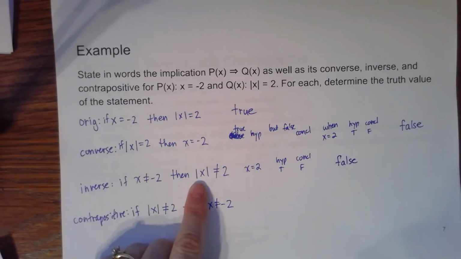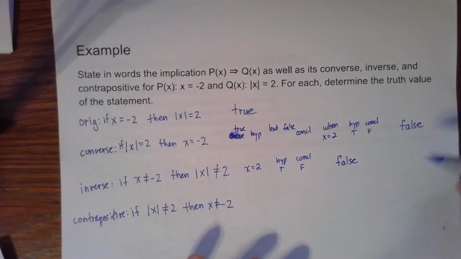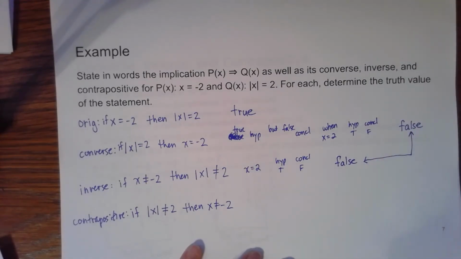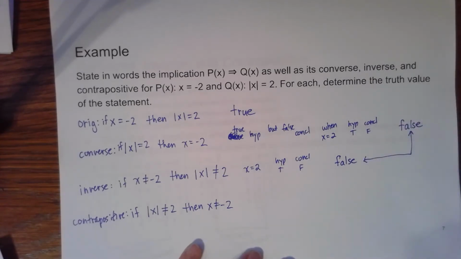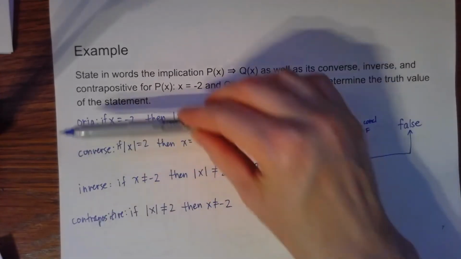And it's a good thing that we found it's false because we know the converse and inverse are logically equivalent. So these better match, right? If these didn't match, we would be in trouble because these are logically equivalent. They have to have the same value. When we think about the contrapositive, we already said that that is logically equivalent to the original.